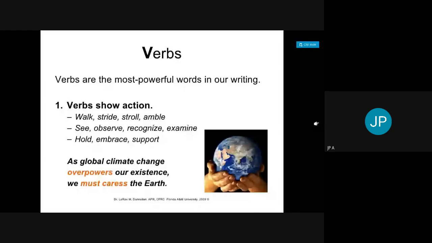This slide describes what verbs do. So verbs can have multiple functions. First major function of a verb is it indicates action.